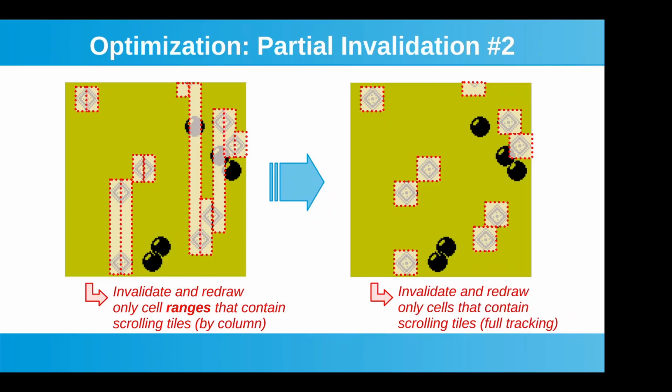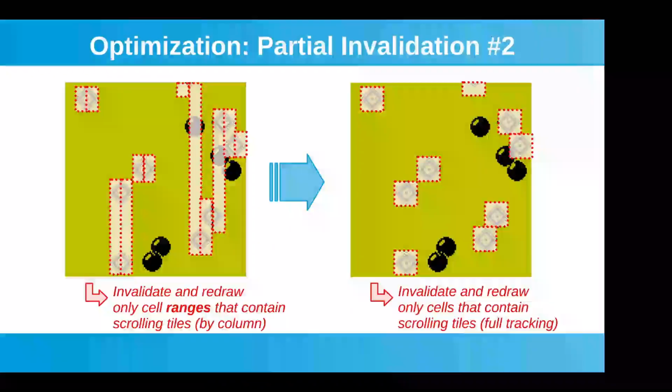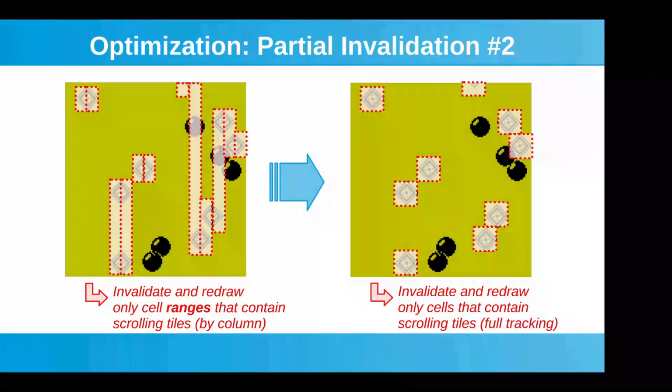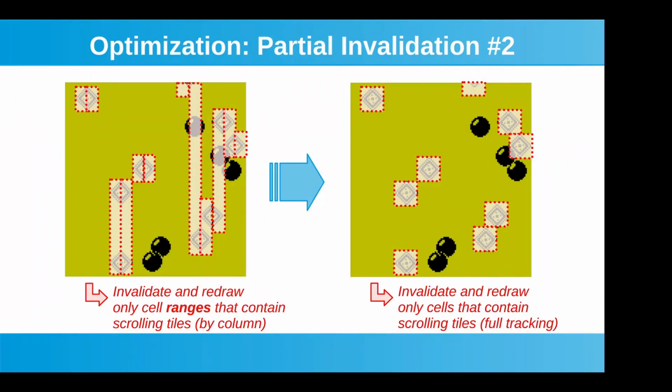Instead of optimizing the ranges of the cells that are going to be invalidated by each of the tiles on each of the columns, with this optimization, we are going to track each and every one of the tiles that are going to be scrolled. This is exhaustive, so we are going to guarantee that the number of invalidations is the minimum one that needs to be done.